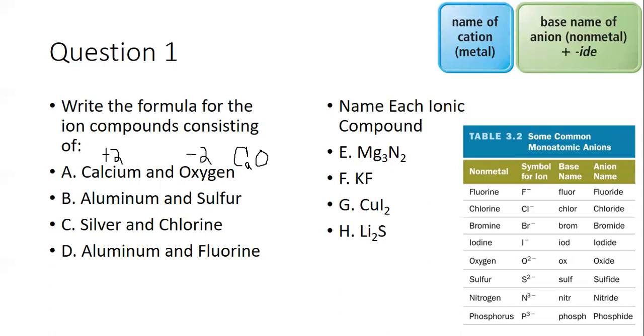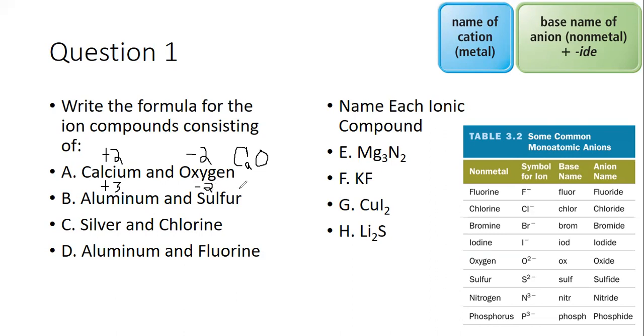So let me go over B in case you're still not quite sure you have it. Just give you another example. So aluminum is one of our special cases that we just kind of have to know what the charge is. And aluminum in a reaction will always form +3. Sulfur is right below oxygen. So since it's right below oxygen, it gets the same charge in a compound. Sulfur is like always -2.